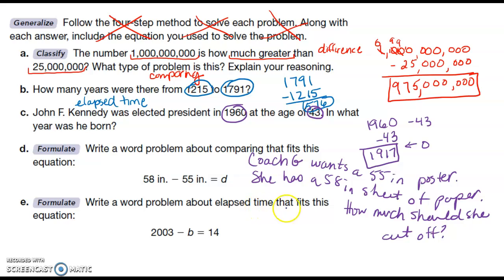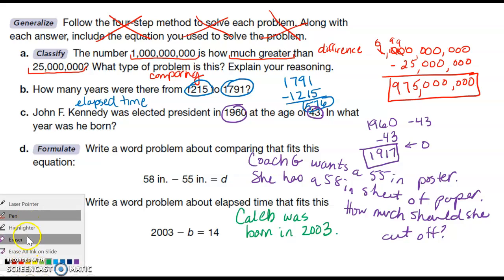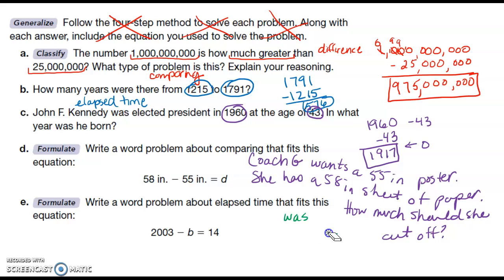E. Write a word problem about elapsed time that fits this equation. Let me change. 2003 minus something is 14. So we'll use one of my kids. Caleb was born in 2003. Wait, this is not going to work. Hold on a minute. I'm going to pause because I think okay, scratch that. Erase. He was born in 2003, but this is not going to work for him. So, sorry guys, we start over.